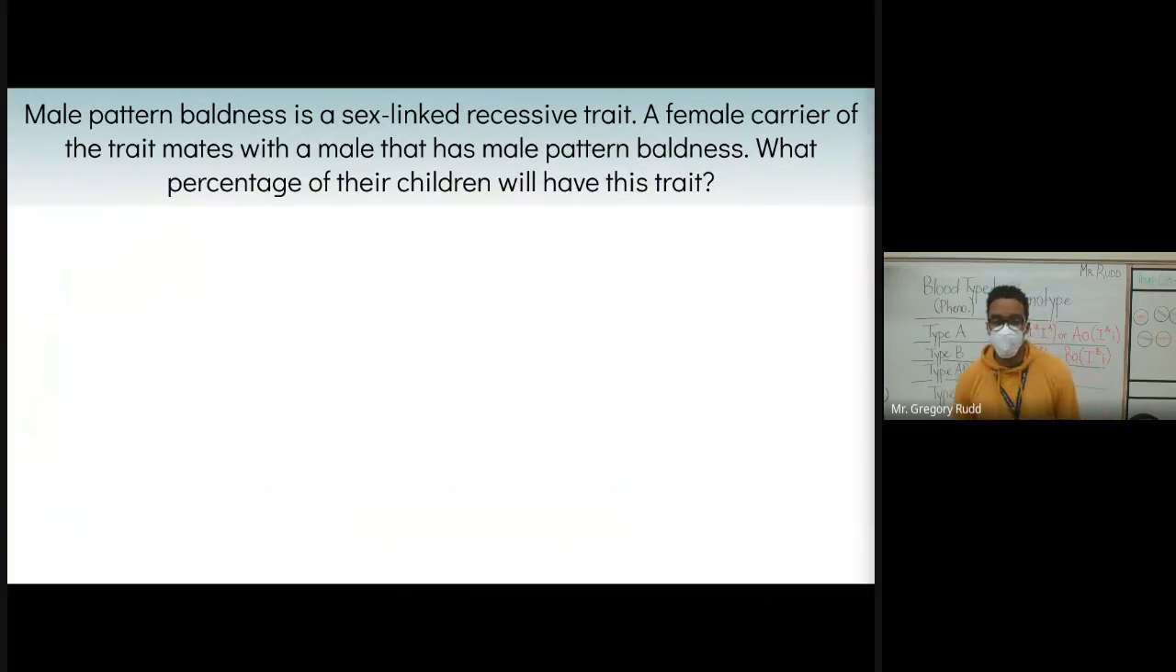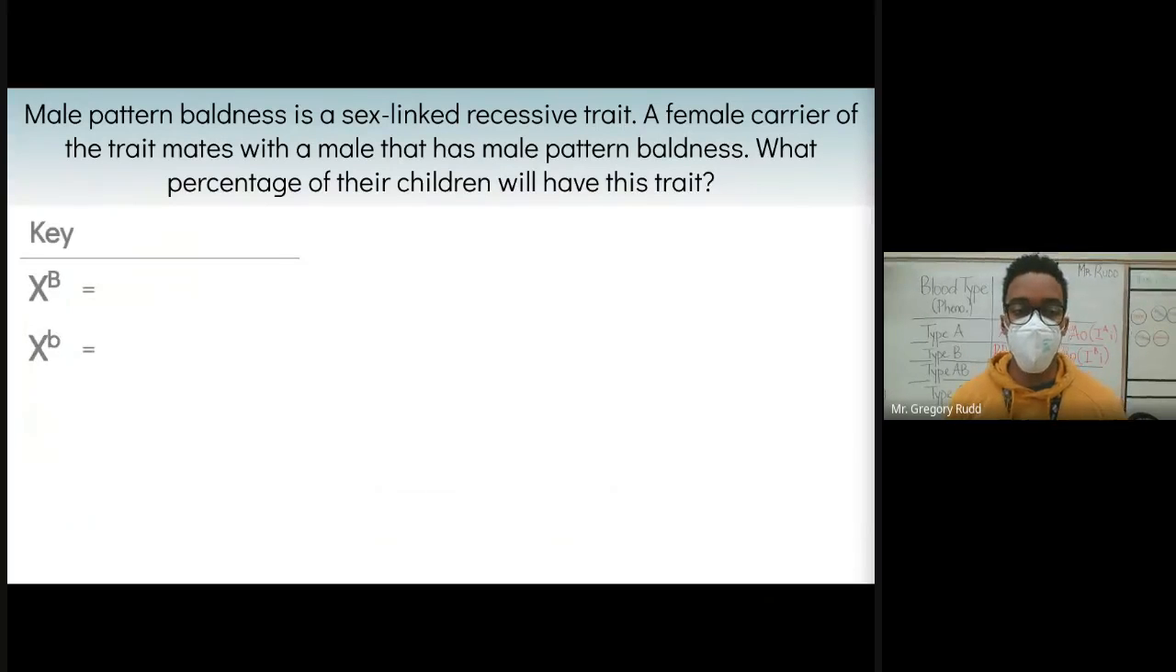Male pattern baldness is a sex-linked recessive trait. A female carrier of the trait mates with a male that has male pattern baldness. What percentage of their children will have this trait? So this is a Punnett square problem. So what is always our first step when we're doing Punnett square problems? Yes. Make a key. Good. Thank you, Brianna. Thank you, Ayana, as well. We need to make a key.